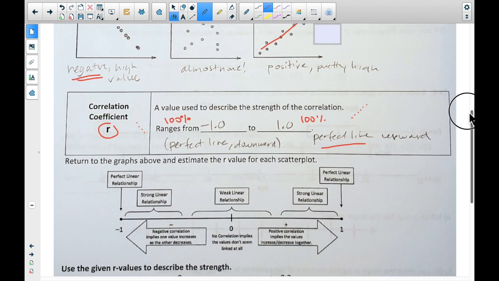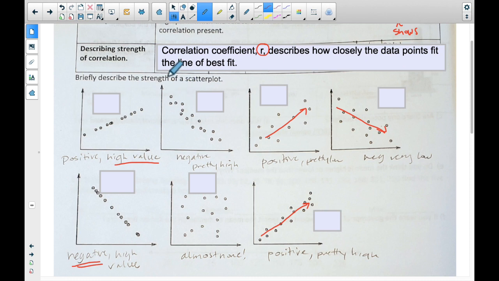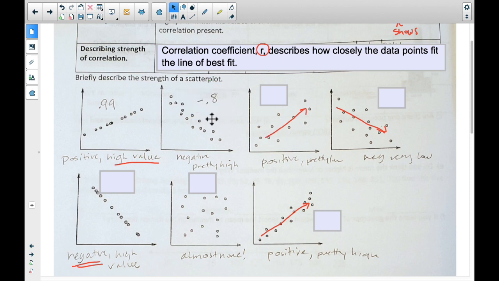Let's go back up here to the top and estimate. What would you say? I would say this one, because it is almost a perfect line, I might say it's a 0.99. You could even argue it's a 1.0. I don't know, but it's at least a 0.99. This one is going to be negative, pretty good correlation. I'm going to say about a -0.8, approximately.